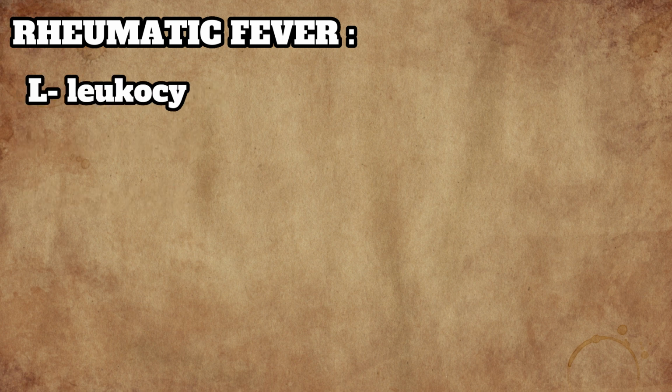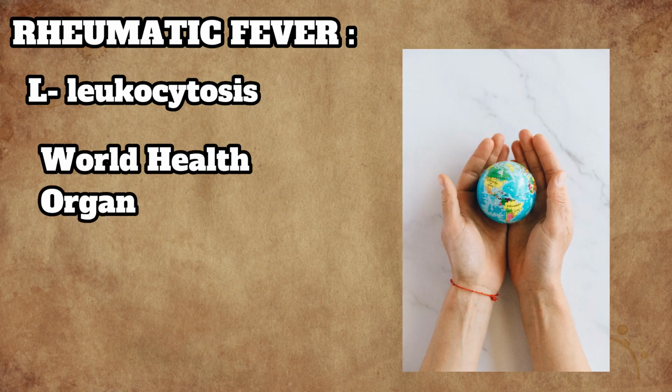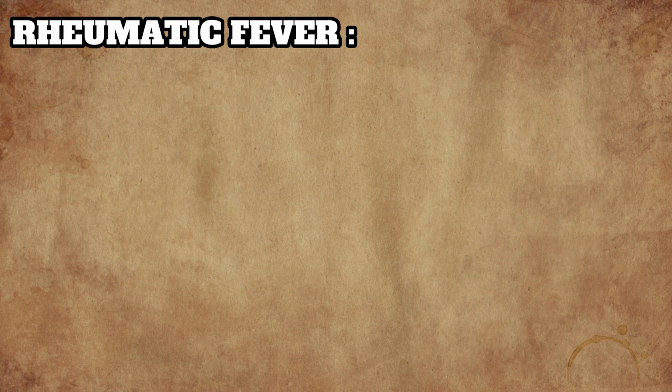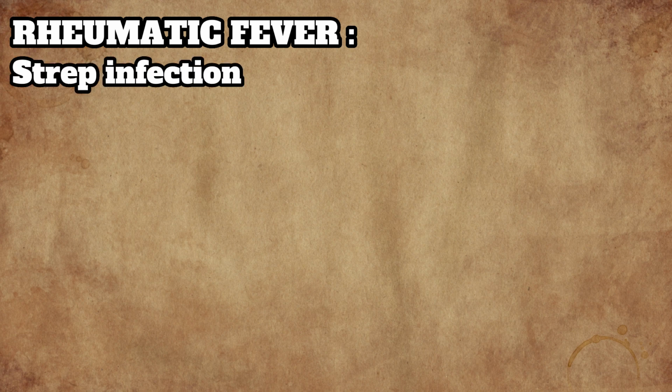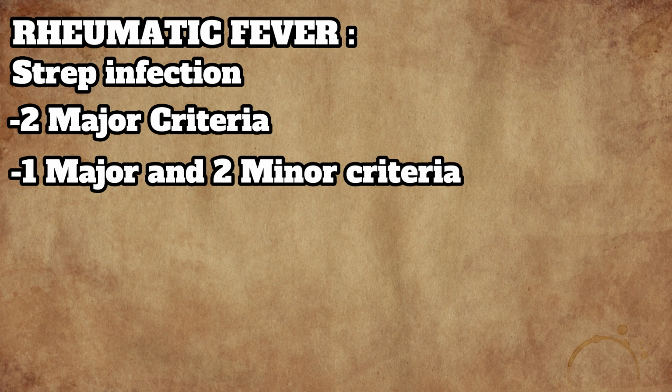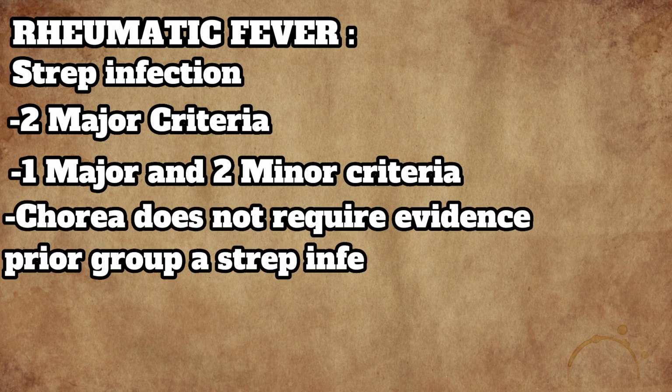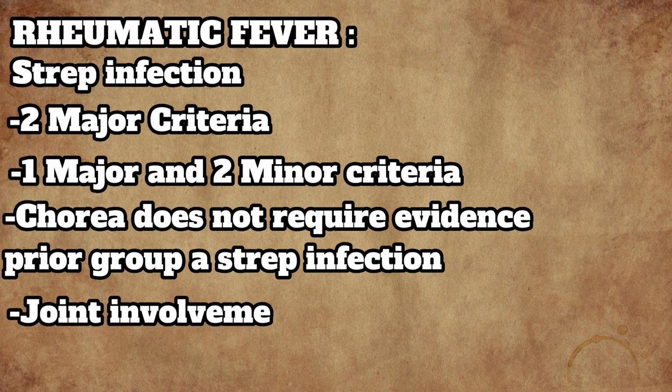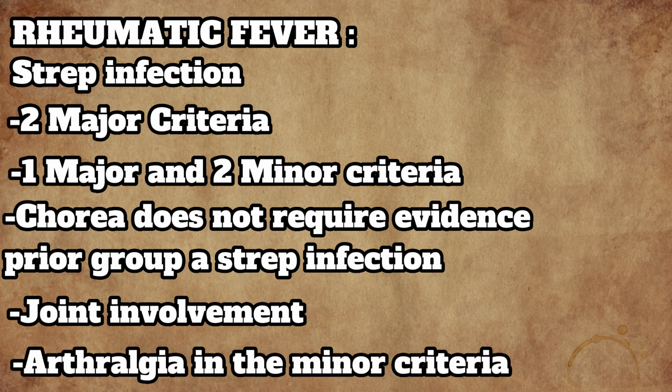The letter L stands for leukocytosis, but keep in mind that the term is used by the World Health Organization rather than the Jones criteria. Evidence of Group A strep infection with two major criteria or one major and two minor criteria is required overall. It should be noted, however, that chorea does not require evidence of a prior Group A strep infection, and that if joint involvement meets the major criteria, arthralgia as the minor criterion cannot be counted.